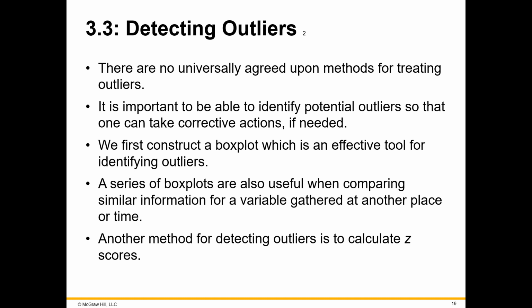Some people will use a box plot method where they draw out a linear line of all the different points in their set to figure out if something's an outlier.